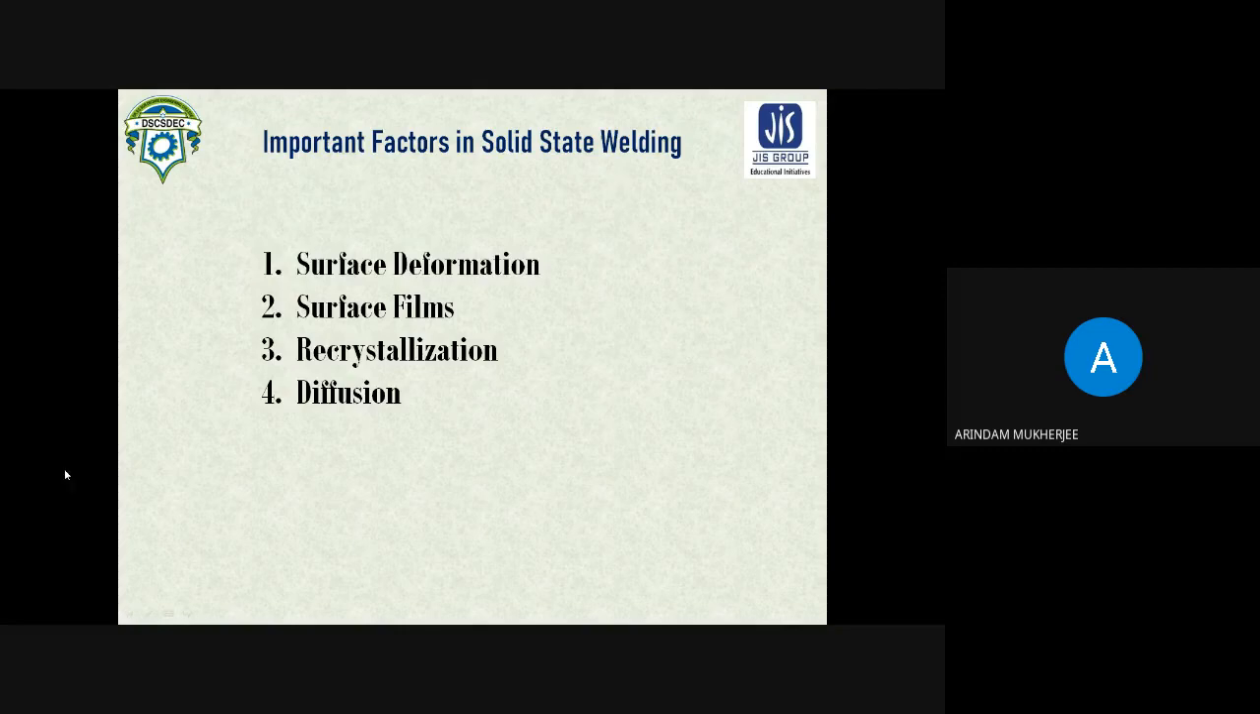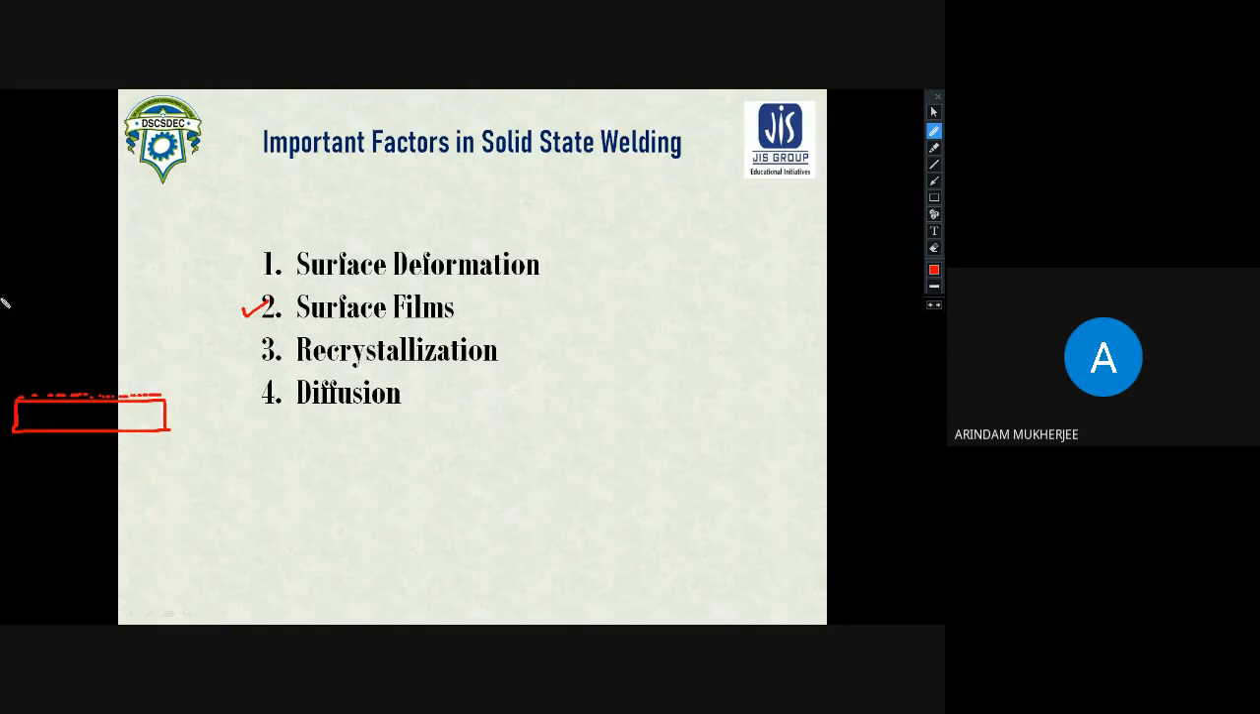Before that, we will start with the discussion on surface films. Now, what do you mean by surface films? If this is our surface, then let us consider there is a layer of external materials. Generally the materials which we use as the base material to weld something are very sensitive to react with oxygen. Air is everywhere and oxygen is also everywhere. So what happens? Oxide layers form.